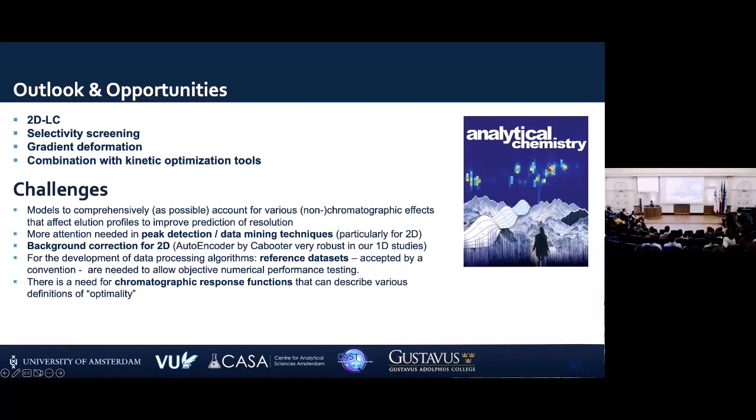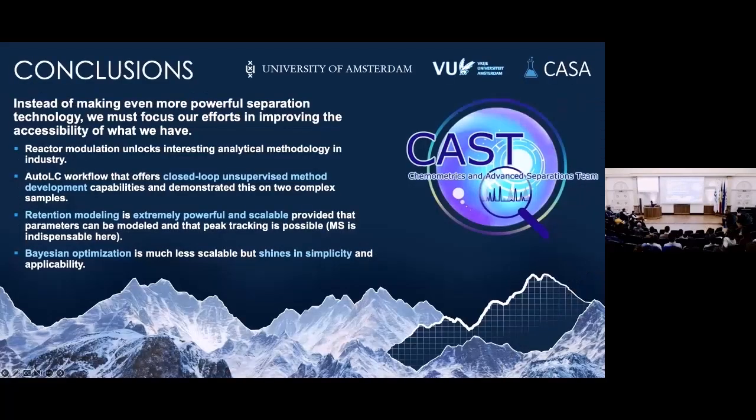So my main message is, instead of making even more powerful separation technology, we must focus our efforts on improving the accessibility of what we have right now. I think then we should go forward. Of course, making better columns helps because that reduces the likelihood that peaks will coelute. So of course it's useful, but we really can do better there.